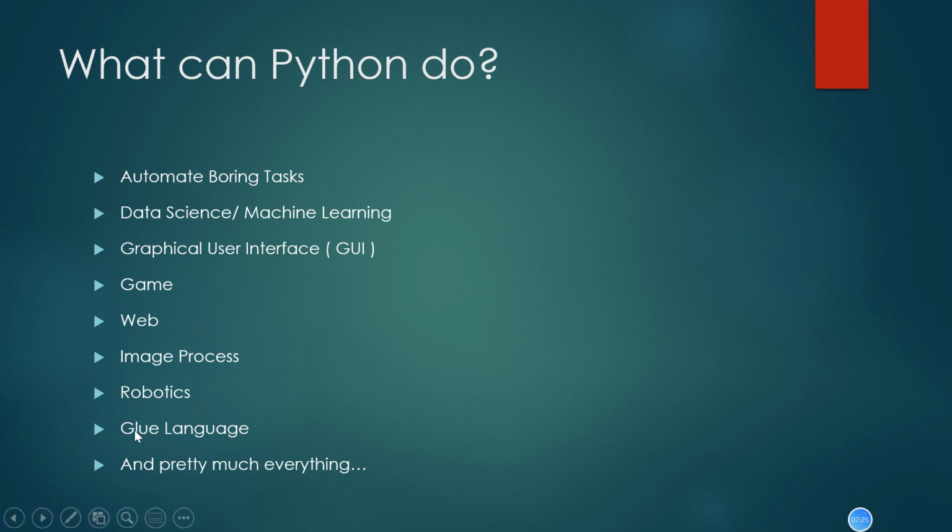What do we mean by glue language? Python can talk to other programming languages. This is a very important feature. So imagine you have a problem and you want to solve it, right? Part of the solution is implemented in C language, and the other part of the solution is implemented in Java. But it's not so easy to let C and Java talk to each other. However, Python can talk to both C and Java.